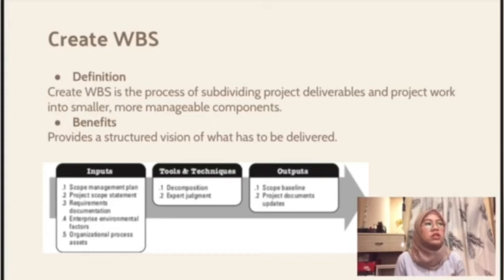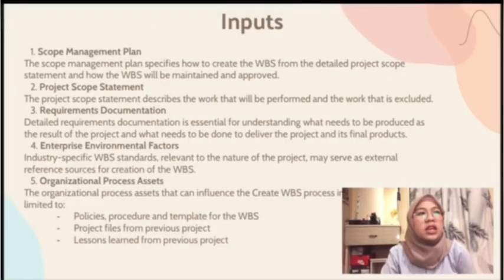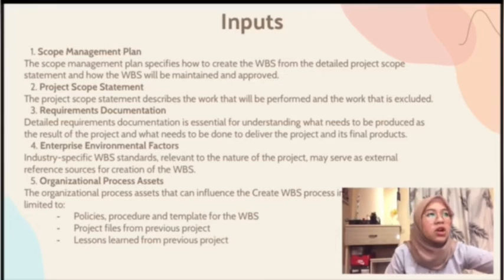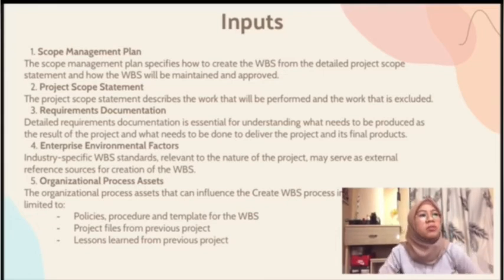Okay, before we go any further, I want to tell you guys about WBS. WBS is work breakdown structure. Okay, next is inputs of Create WBS. Okay, as I said before, there are scope management plan, project scope statement, requirements documentation, enterprise environmental factors, and lastly, organizational process assets. Okay, in scope management plan, the scope management plan specifies how to create the WBS from the detailed project scope statement and how the WBS will be maintained and approved.